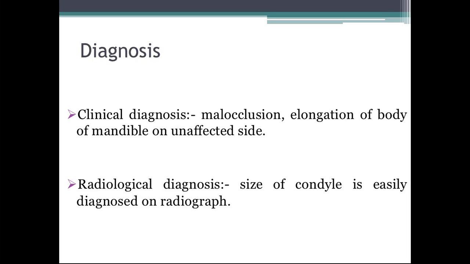Diagnosis: clinical diagnosis is based on malocclusion and elongation of the body of the mandible on the affected side. Radiological diagnosis: the size of the condyle is usually easily diagnosed on radiograph.